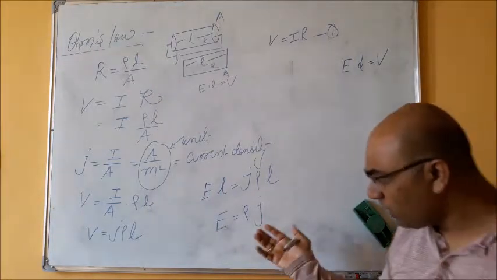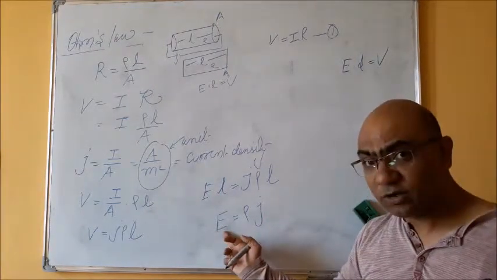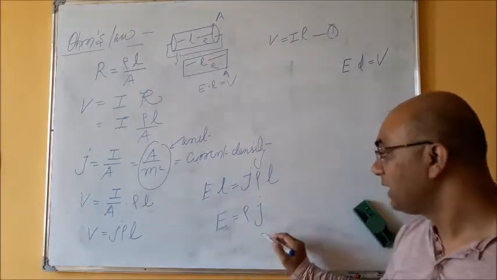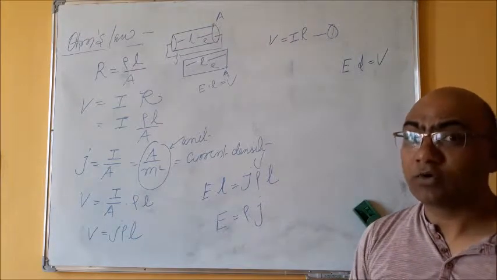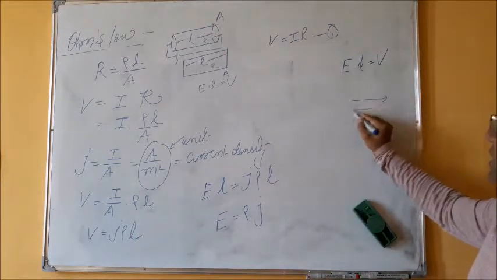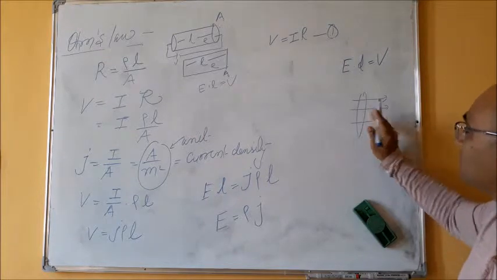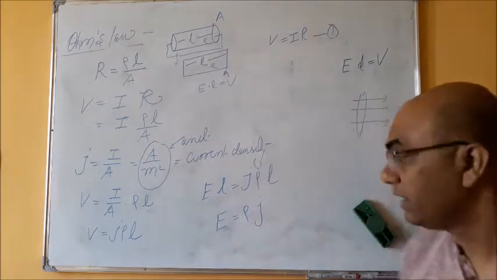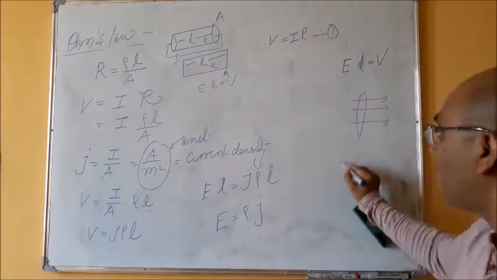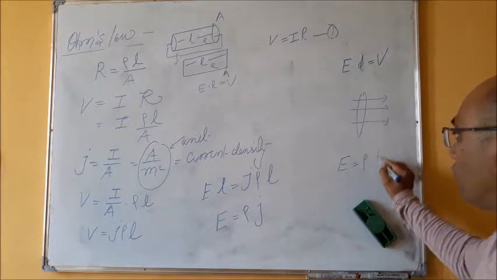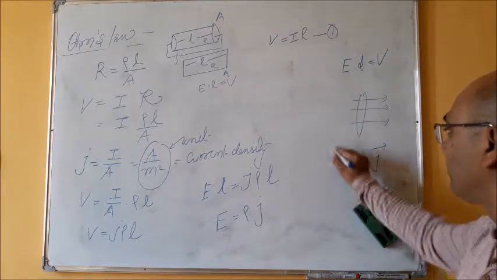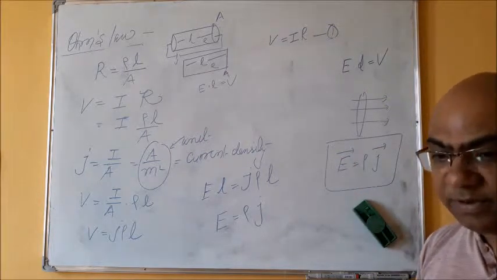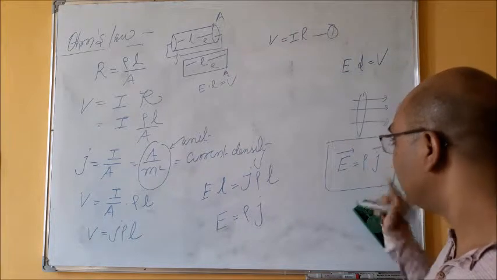Now you know that E is a vector quantity. Electric field has its direction from positive charge to negative charge, and J is also a vector quantity. If current is flowing in this direction, the surface perpendicular to this is called the direction of J. Hence I can write E is rho J in vector form. This is the relation between the electric field and J.